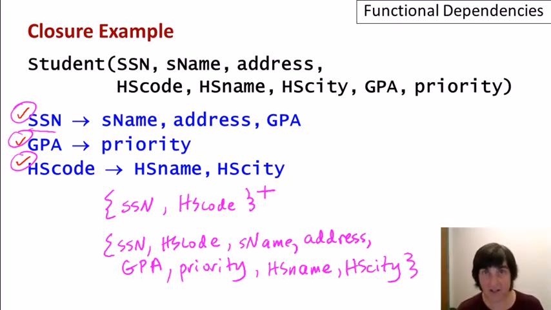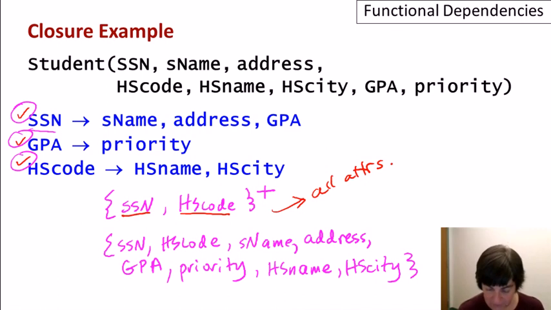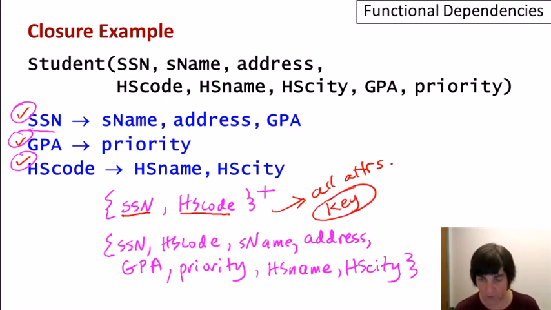Now, I didn't pick this particular example at random. We took 2 attributes, social security number and high school code. We computed their closure, and we discovered that they together functionally determine all attributes of the student relation. Now remember just a few slides ago, when a set of attributes functionally determine all the attributes, then those attributes together form a key for the relation.